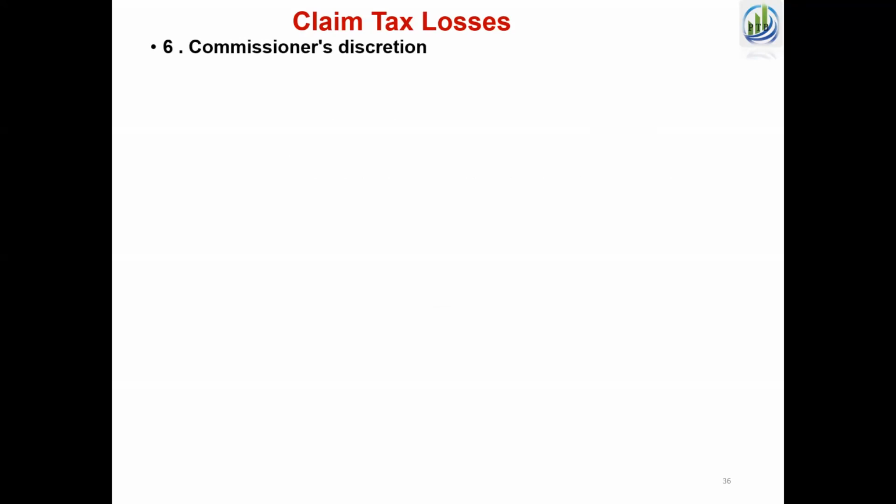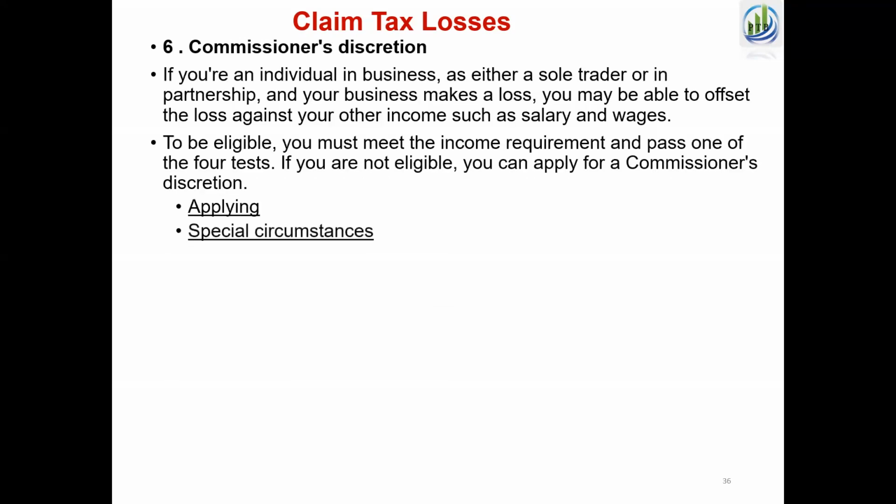Now, if you do not satisfy any of the rules here, you may go and ask the commissioner to offset against other sources of income. That's called the commissioner's discretion. You can ask the commissioner, can you allow us to deduct? So we can apply that when there are some special circumstances: you are not satisfying any of the tests, but you have some special circumstances, in that case you can.